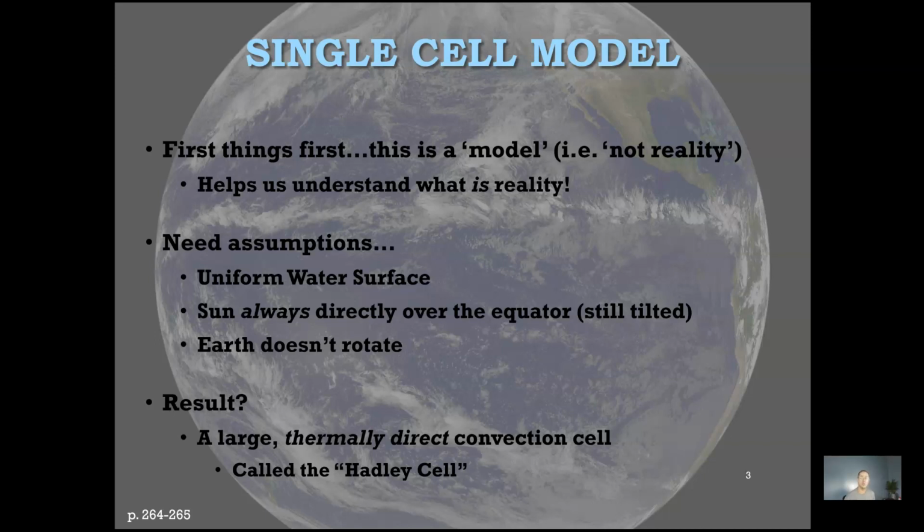And so we assume a number of things. We assume that there's a uniform water surface. In other words, the entire Earth is covered in water. We assume that the sun is always directly over the equator. Don't get that conflated with what you need to know for exam 1, when we have established that the sun is directly over the equator on two days a year, those equinoxes.